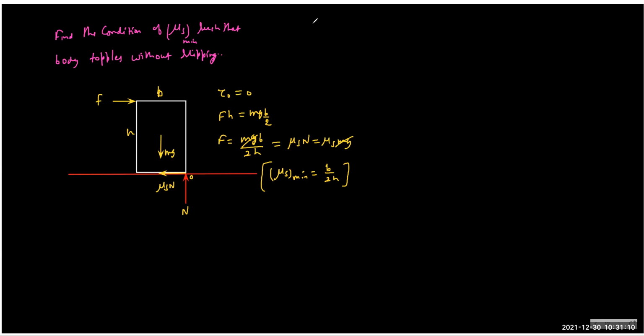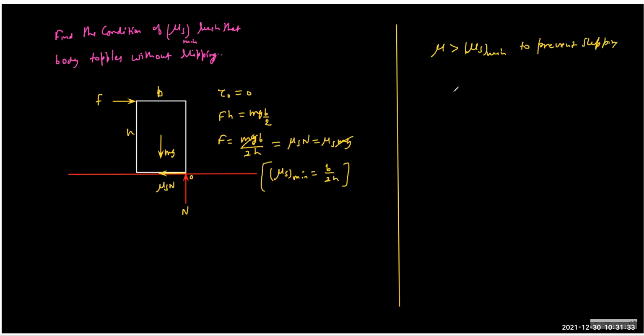Now the third case that can be asked is in this way. So by using the equilibrium, you got the F value, you got the mu s minimum value. Okay. So now we know that the mu must be more than mu s minimum to prevent slipping. Correct? So if mu is more than this value, then the body will topple before or without slipping. So the body can topple easily.